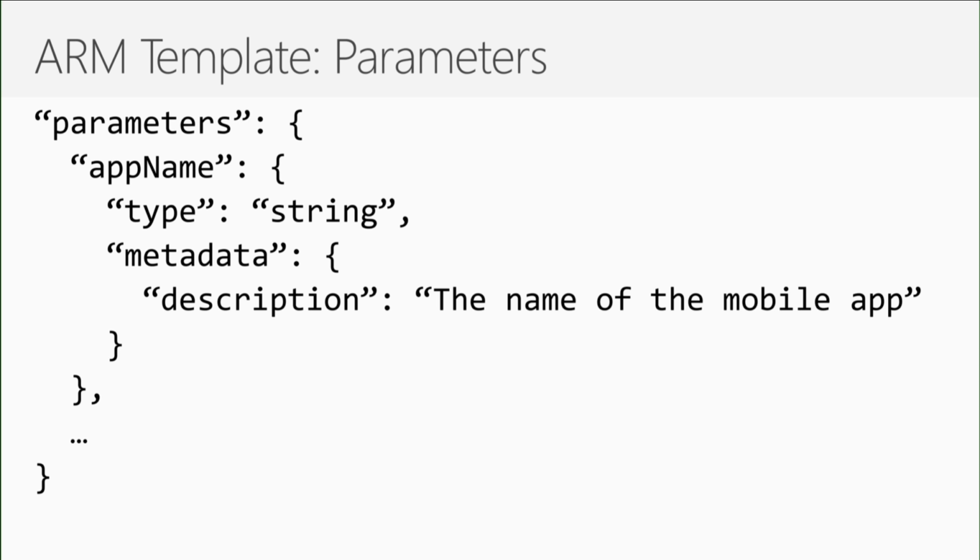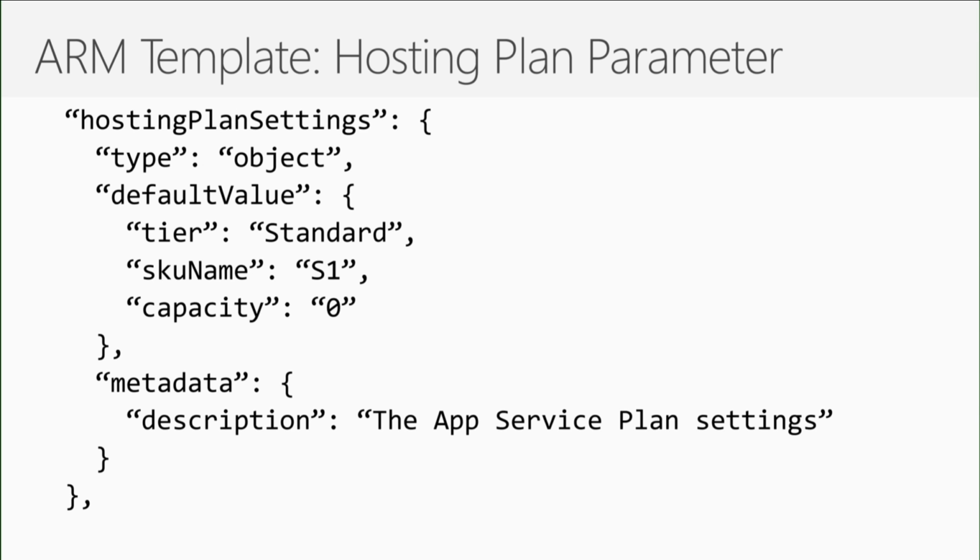Parameters are fairly simple. You give them a name and you give them a type, and if you want to, you give them some metadata that says what will get printed up when the user is asked for them, and then you can use them in the variables as well. There are some special ones. The hosting plan is a particular one. You need to be able to provide not just a hosting plan name like S1, but you need to be able to define the tier and the capacity as well. So we can define objects like this as well.